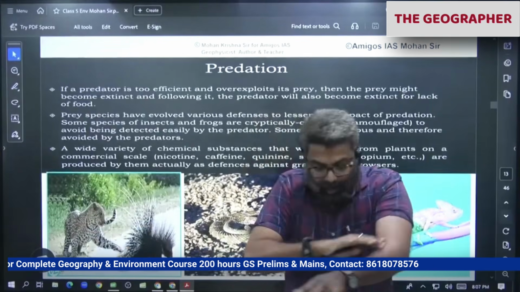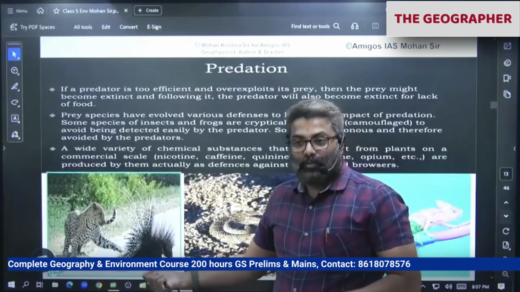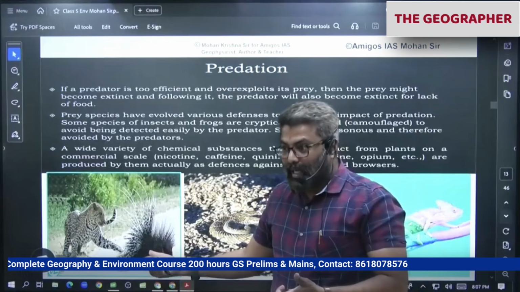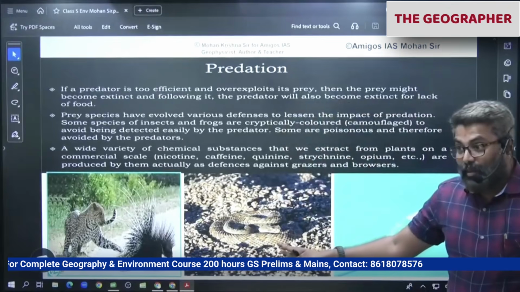So the leopard will spend another 10 minutes removing all that like this. By then the porcupine will go, like, okay, nice to meet you. So this porcupine does that to almost all creatures. Then camouflage is another technique.